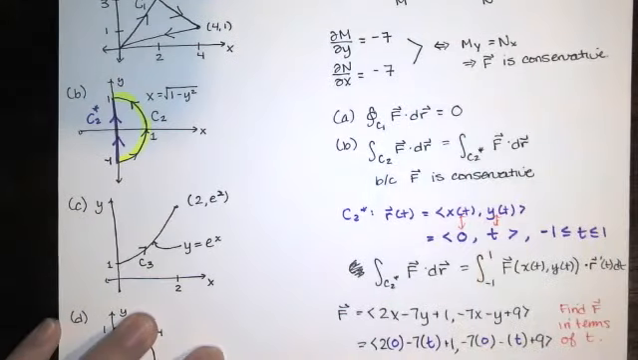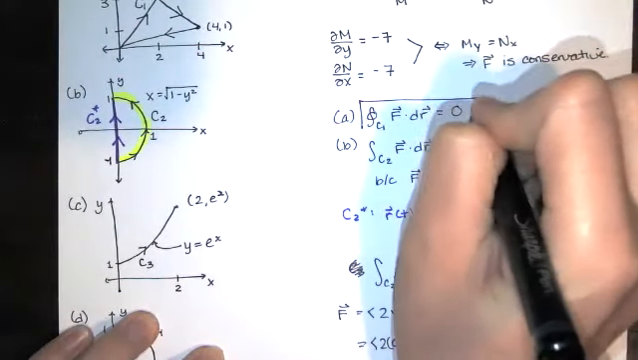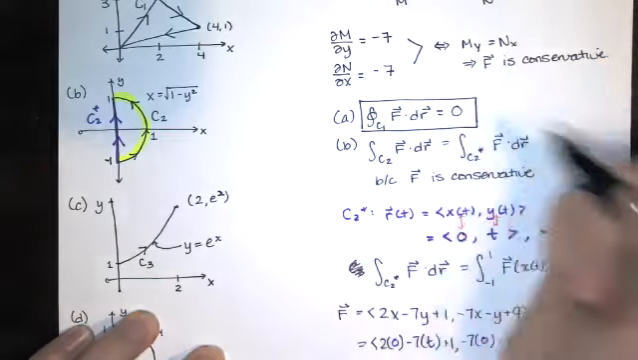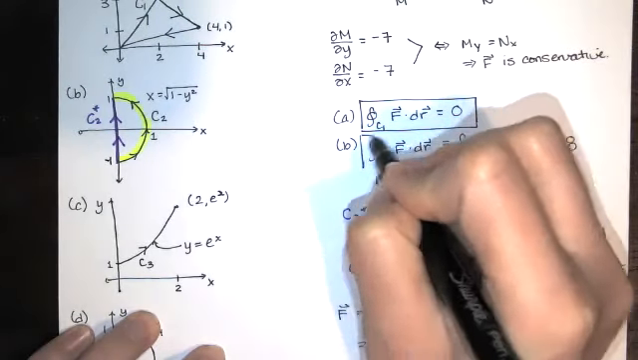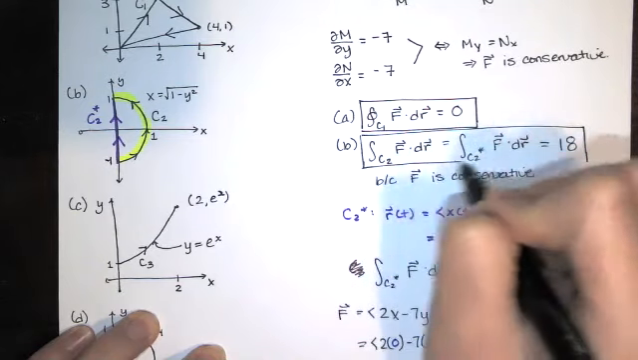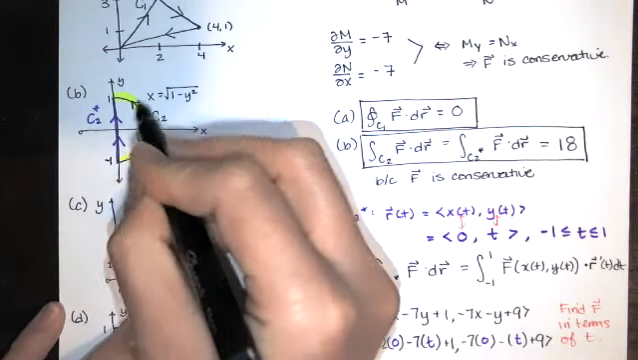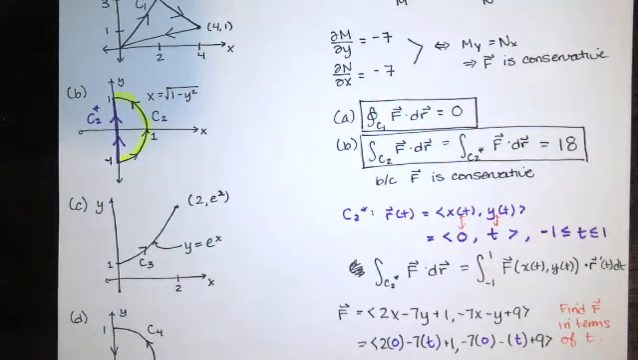So the answer for the first line integral was 0, because we have a closed curve there. The value of this one turned out to be 18. Evaluating the line integral over this path is the same as evaluating the line integral over that path.